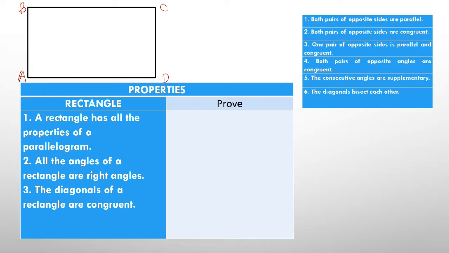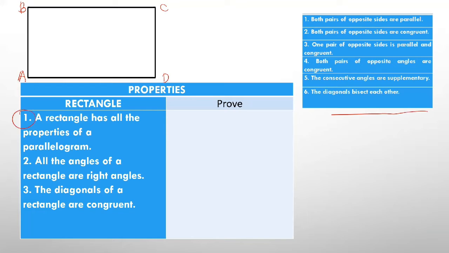So the first property of rectangle that we have is that a rectangle has all the properties of a parallelogram. So if you remember, the properties of parallelogram are 6. So all 6 properties of our parallelogram, we should see, or we can apply them, to our rectangle. So I have included the properties of parallelogram here on the other side so that we can have a copy.